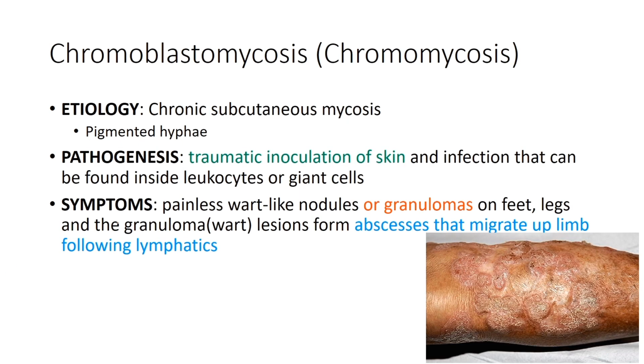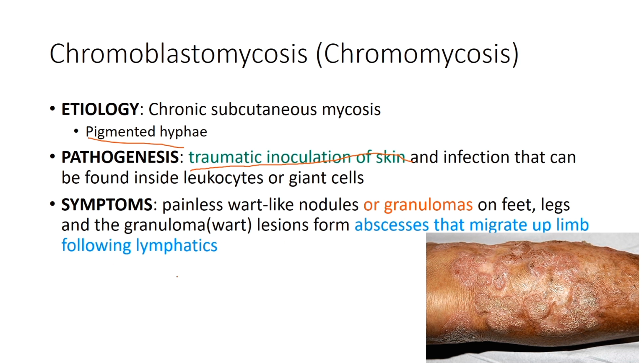All right, now on to the dermis. These are more dangerous infections of the skin. So this is chromoblastomycosis, or chromomycosis, and this is a chronic subcutaneous mycosis. It's caused by these pigmented hyphae. It's a traumatic inoculation of the skin, and that leads to this infection, and it kind of migrates up and stays in a big patchy area, which is kind of gross.